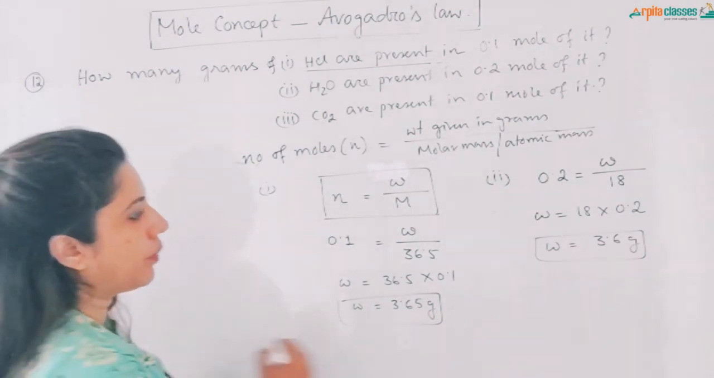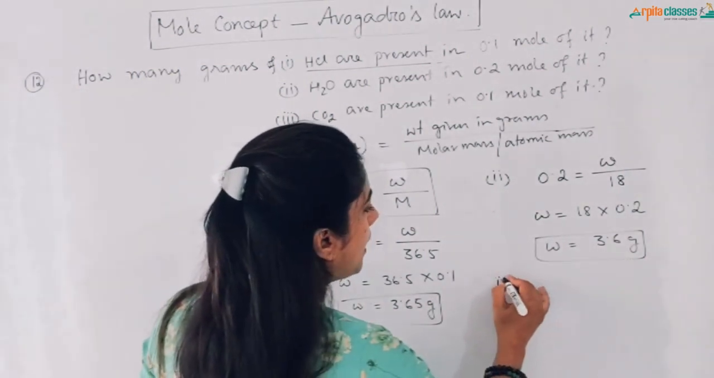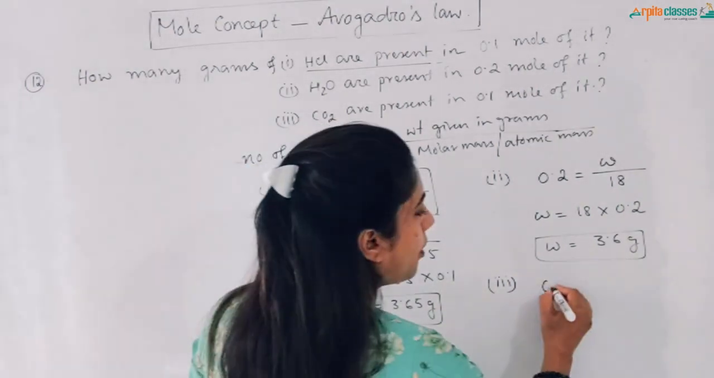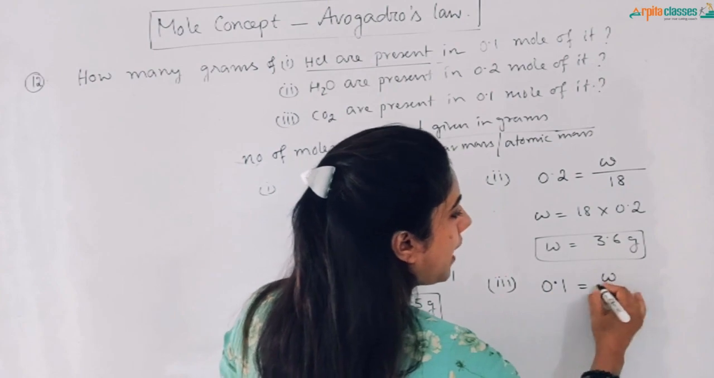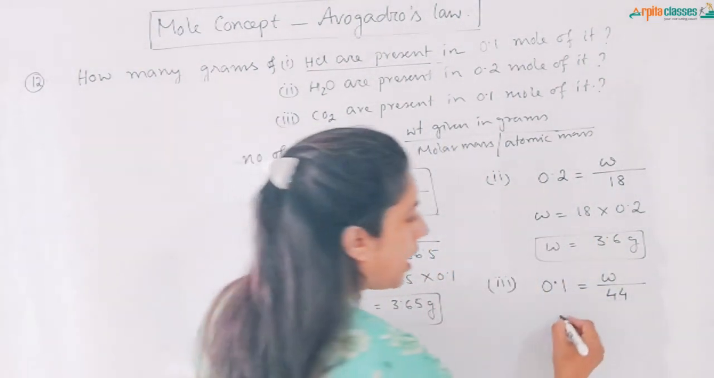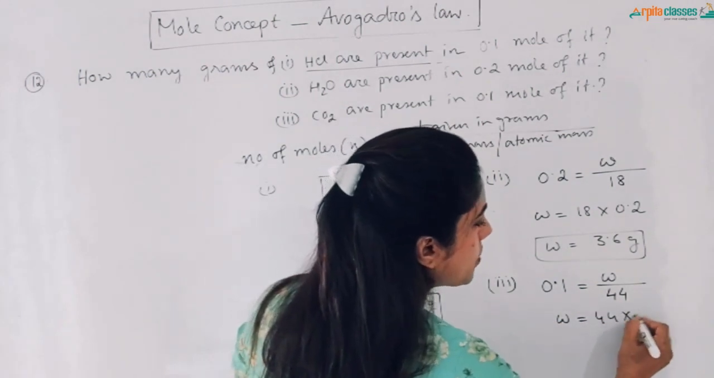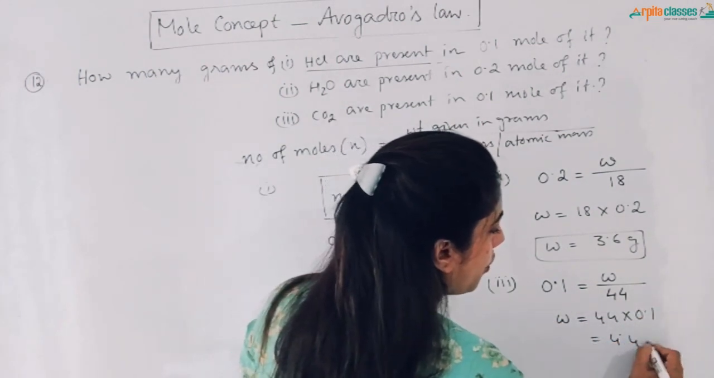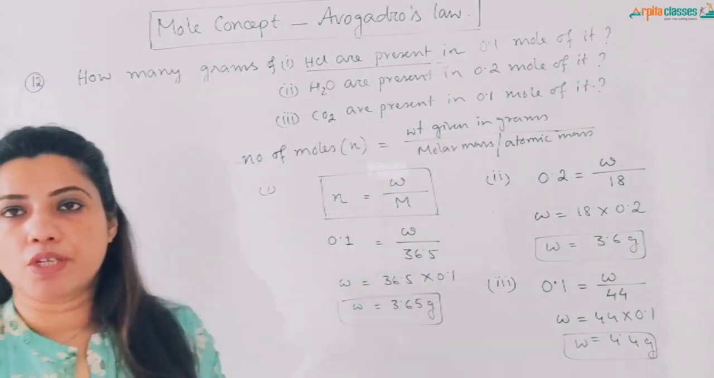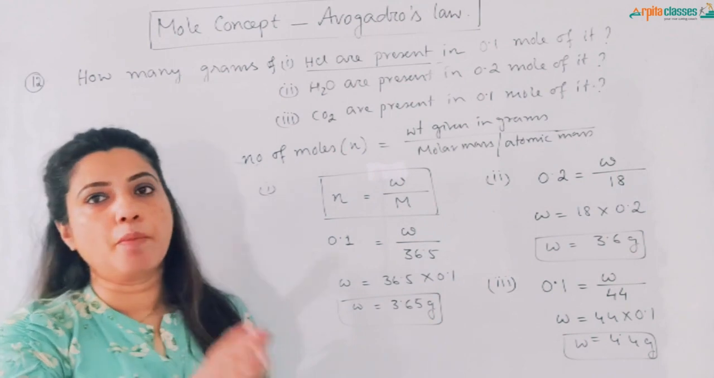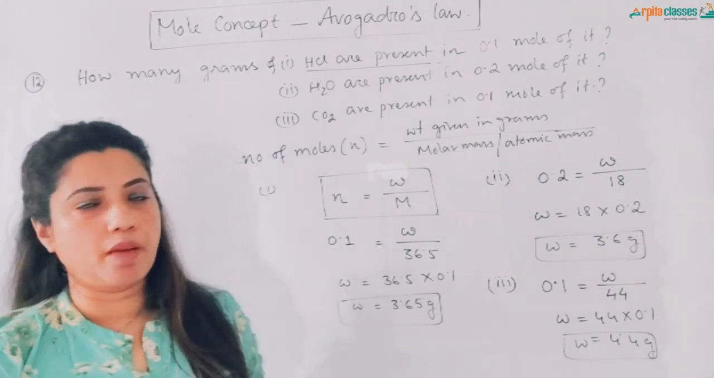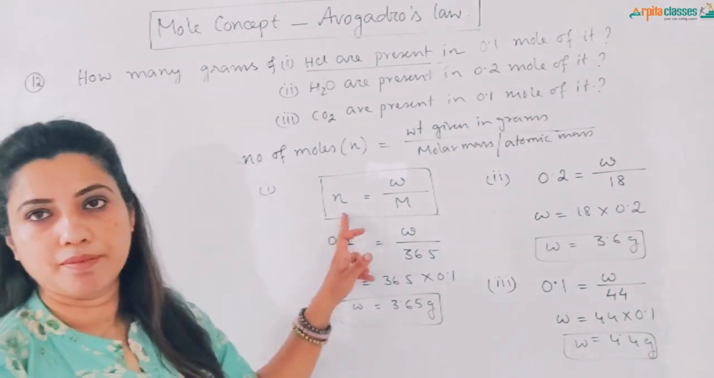Same thing in the third question, here we are going to see how many grams of CO2 are present in 0.1 mole of it. Again the number of moles is 0.1, W they are asking, and the molecular mass of carbon dioxide is 44. So W is equal to 44 into 0.1, which is going to give you 4.4 gram. So this way we can do this type of questions where the molecular mass is asked and the number of moles is given, or vice versa. The number of moles is asked and molecular weight is given. We can directly use this formula.